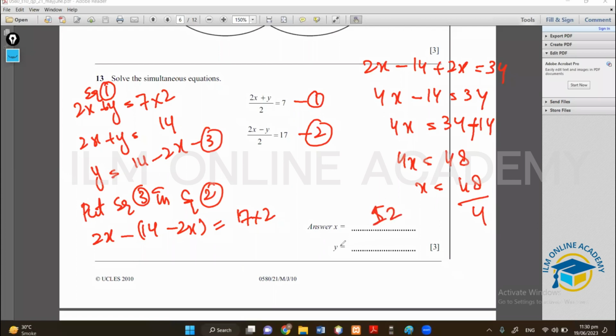Then what would be the value of y? Take equation 3 and put the value of x in equation 3. So 14 minus 2 times 12. 14 minus 12 into 2 is 24, and 14 minus 24 is minus 10. So the answer is y equals minus 10.